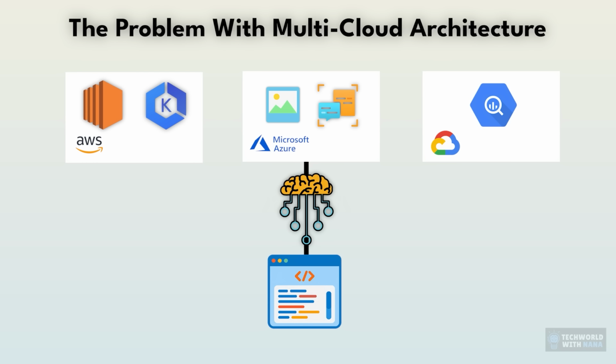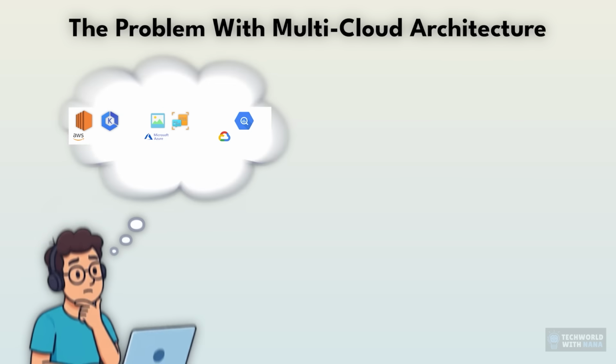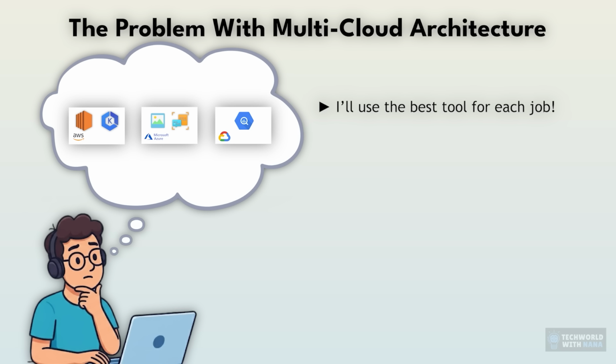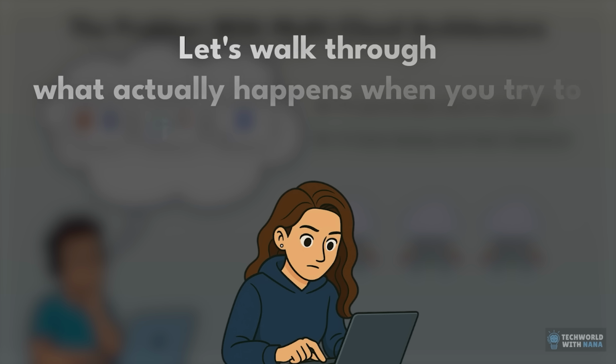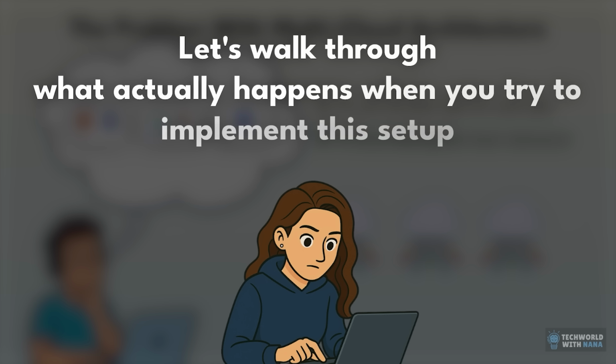And on top of that, even though we run our main application on AWS, we also want to create fault tolerance for our application, and we want to replicate it on other cloud platforms as well. So we want to run our workload on AWS, Google Cloud, and Azure. So you're thinking, perfect, I will use the best tool for each job. I will have backup and fault tolerance for my application, and all of that by leveraging multiple clouds. But now let's walk through what actually happens when you try to implement this setup.